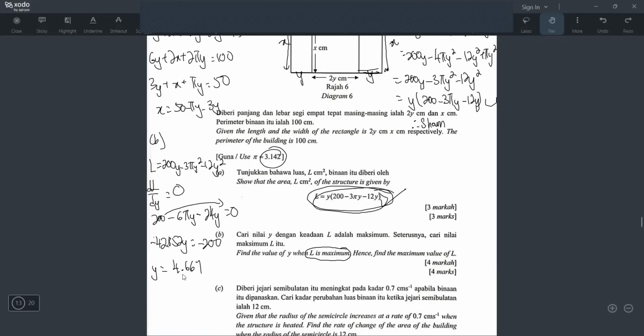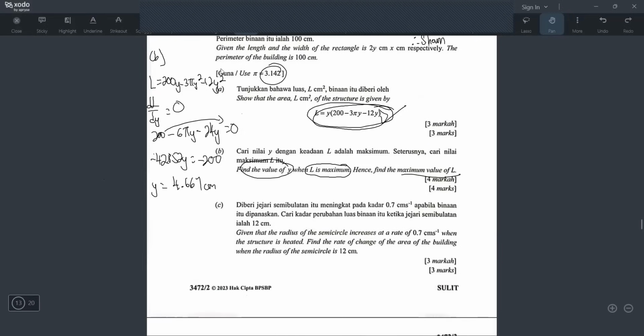Okay, let's see what they want. Find the value of y when L is maximum. So is this the value of y? Yes. But then they say hence find the maximum value of L. It means it's not finished yet. After they say find the value of y when L is maximum, they also want to find the maximum of L. So how? Take the y maximum, substitute into the original equation to get L. So I have to continue here.